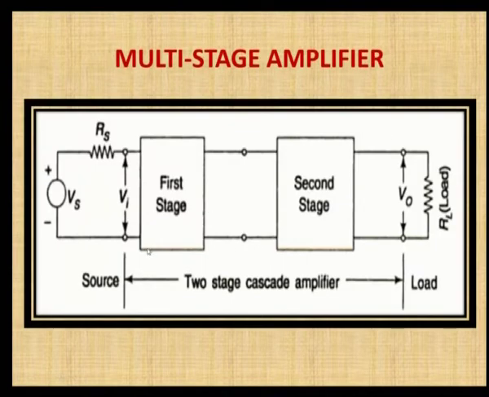In the last session we have seen the introduction about the multi-stage amplifier. So, when you see the block diagram of multi-stage amplifier, we have connected two stages. For the first stage we have given the input Vs through the source resistance Rs, and at the output of the second stage we have connected the load resistance.